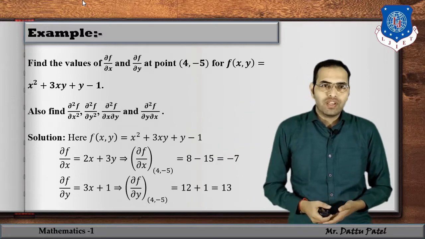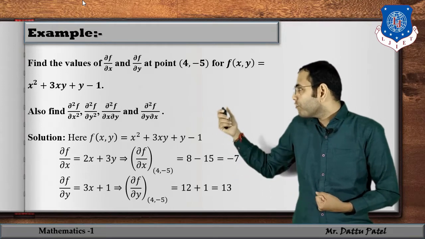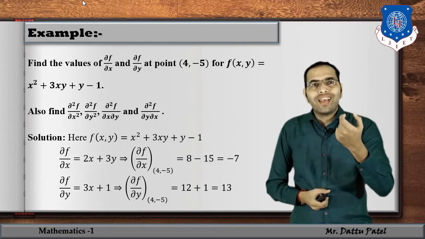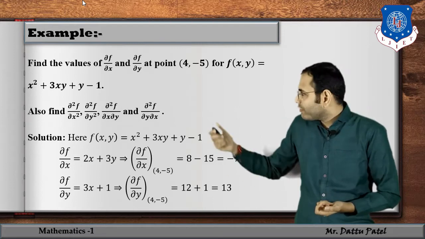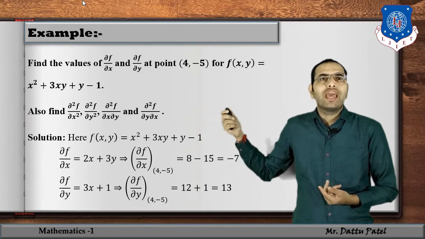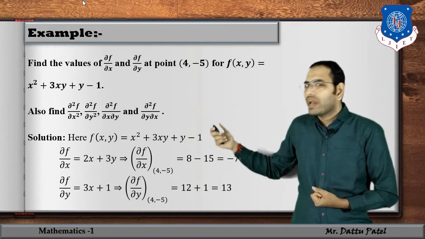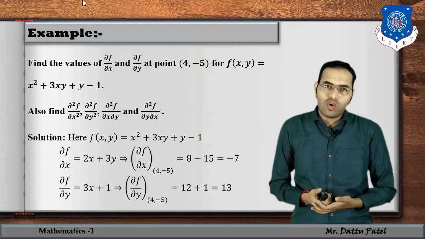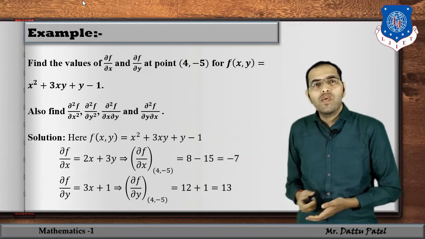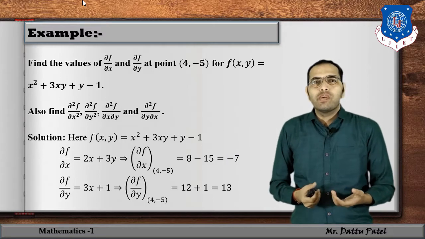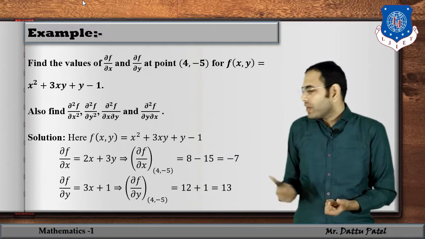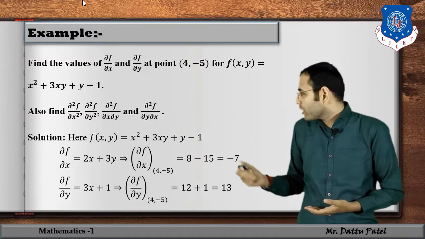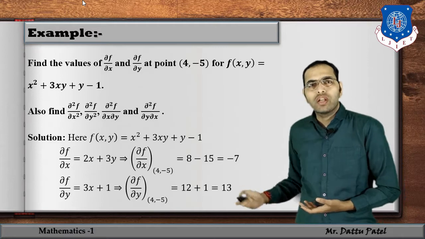that is minus 7. Similarly, the derivative with respect to y, here x is a constant. The derivative of x square is 0, the derivative of 3xy is 3x, the derivative of y is 1, and 1 is a constant, so it becomes 3x plus 1. Substituting the point, del f by del y at 4, minus 5, with x as 4 and y as minus 5, it becomes 12 plus 1 equal to 13.